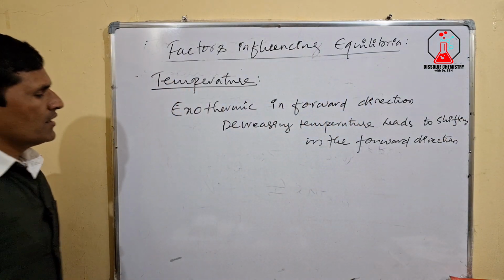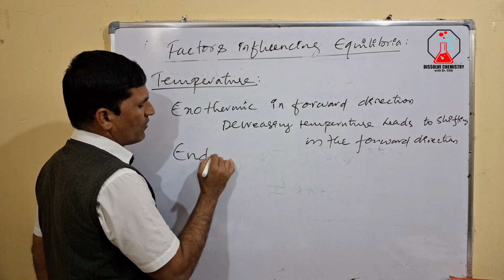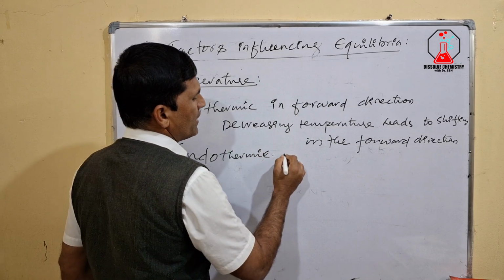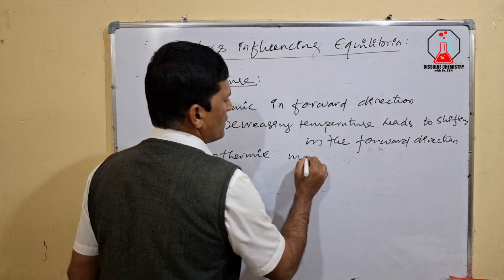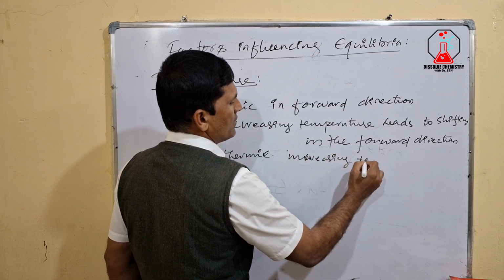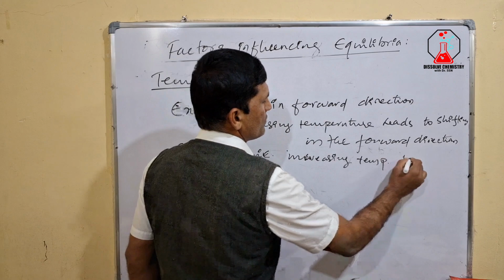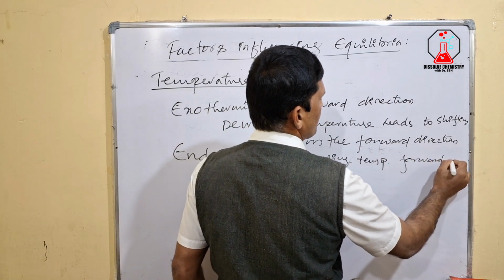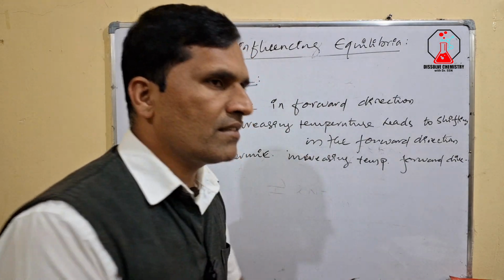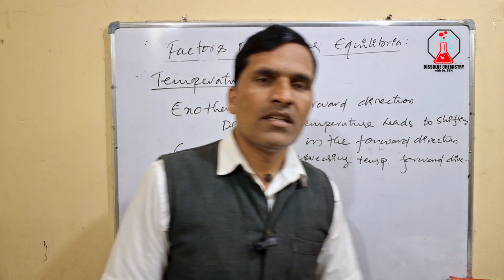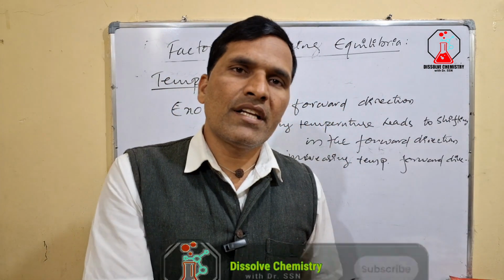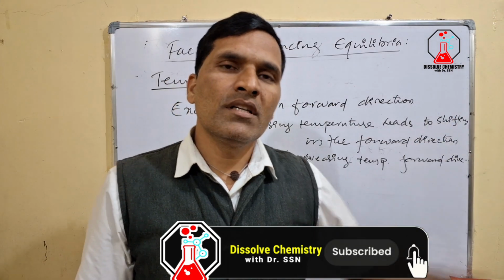Okay, and if it is endothermic in the forward direction, then equilibrium can be shifted in the forward direction by increasing the temperature. Okay, you should remember these things. Endothermic in the forward direction, if you increase the temperature, then equilibrium can be shifted in the forward direction. Okay, if it is exothermic in the forward direction, if you decrease the temperature, then it will be shifted on that.